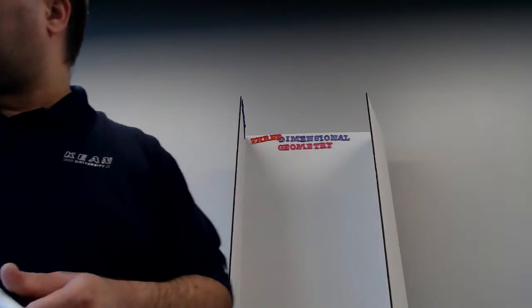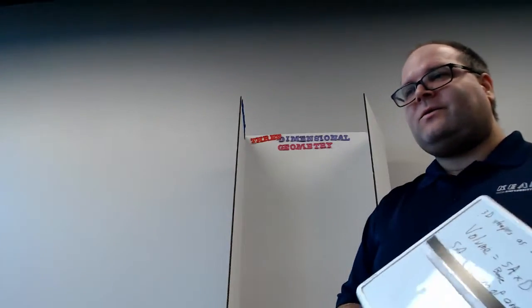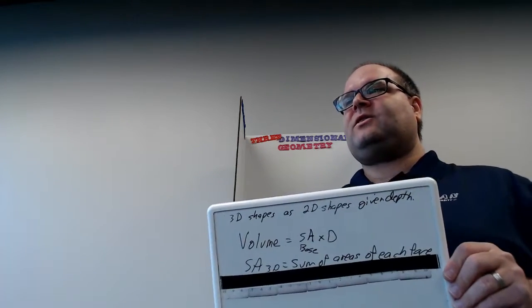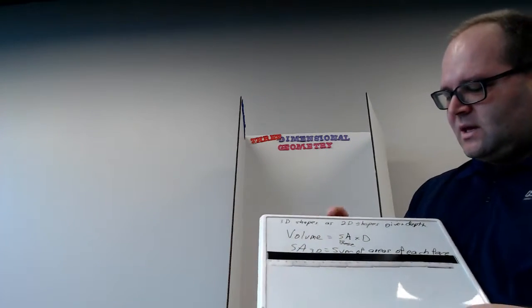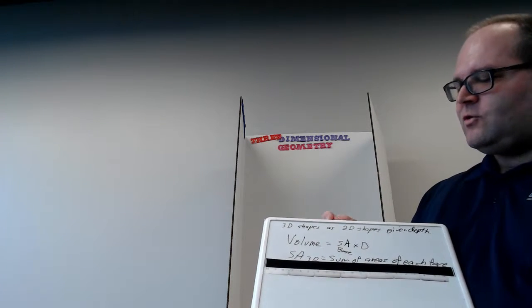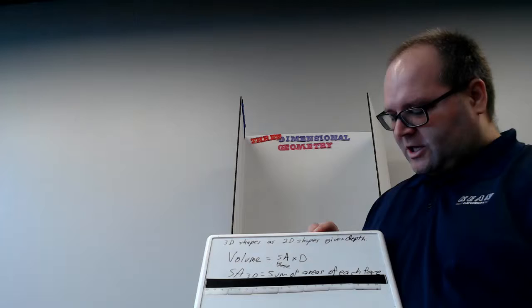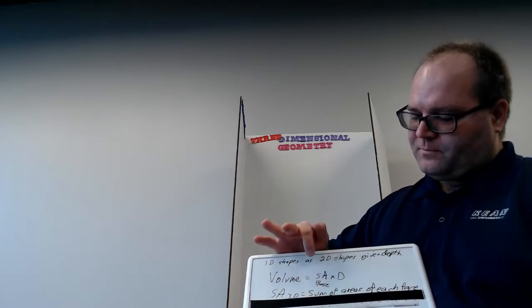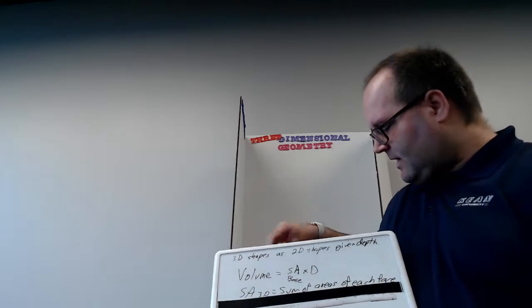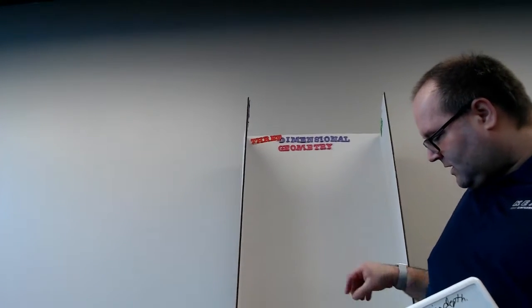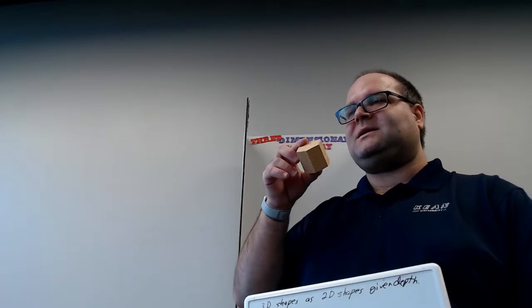Okay. Good morning, and today we're going to be looking at three-dimensional figures with three straight sides. Again, a three-dimensional shape can be viewed as two-dimensional shapes given a depth. The volume of the shape is the surface area of a base times the depth, or the distance between one base and its parallel base.